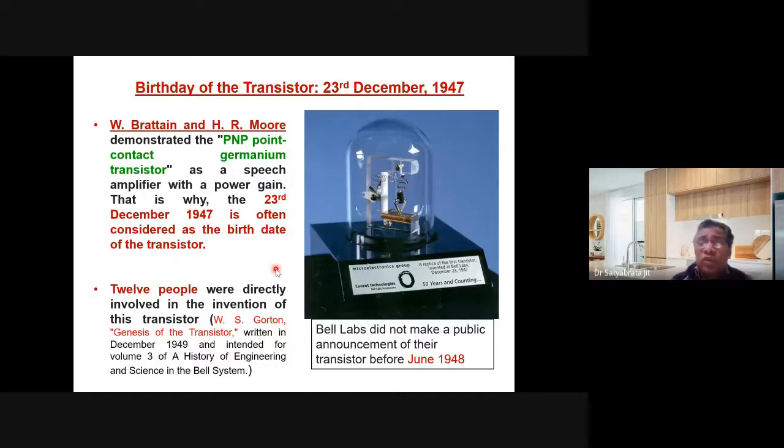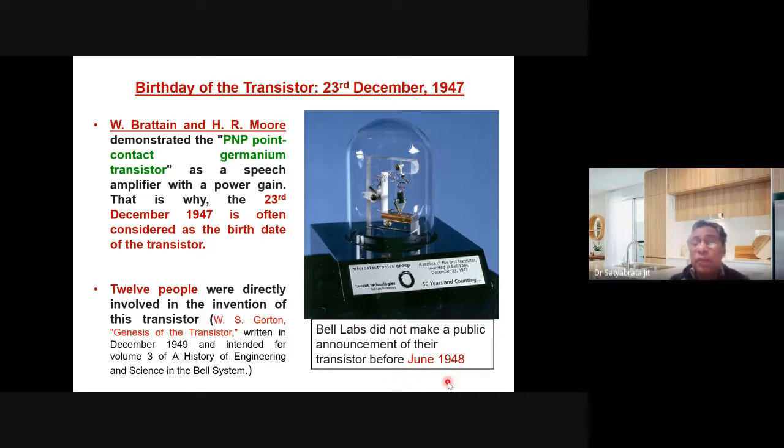Now, although these three persons were given the Nobel Prize for the discovery of the transistor, actually there were 12 people who were directly involved in the invention of this point contact transistor. I have taken this from W.S. Gorton, Genesis of the Transistors, written in December 1949, where he clearly mentioned that although these three persons were given the credit, 12 persons were directly involved. This is the point contact transistor kept in the Bell Laboratory for the 50 years celebration.